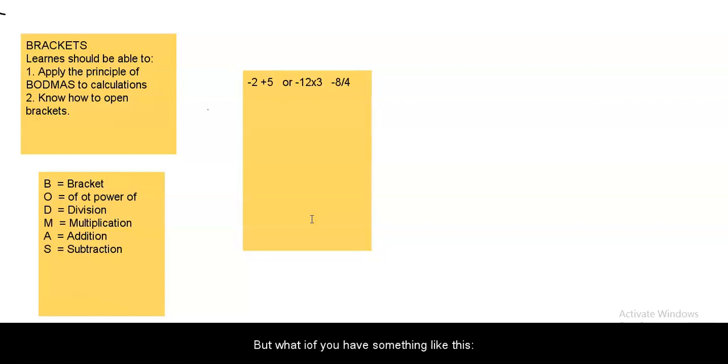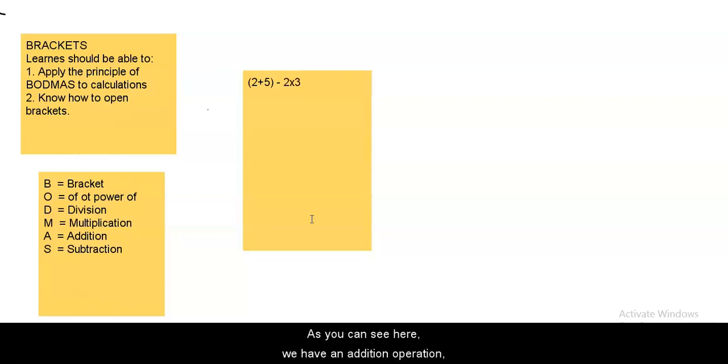But what if you have something like this? Open bracket minus 2 plus 5, close bracket, minus 2 times 3. As you can see here, we have an addition operation, a subtraction, and a multiplication operation, all in one. This is where BODMAS comes in.